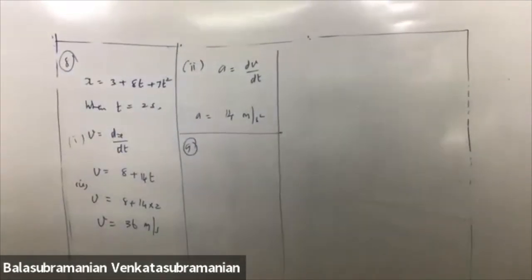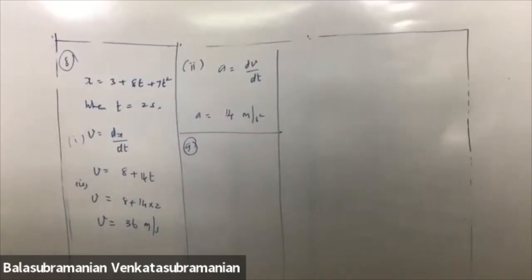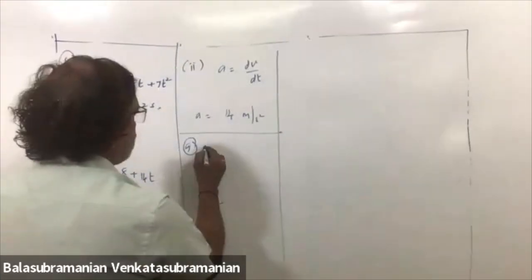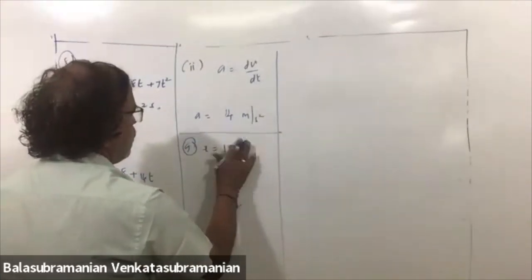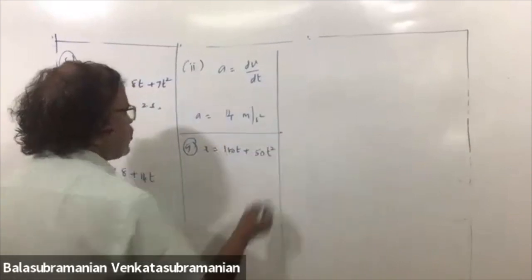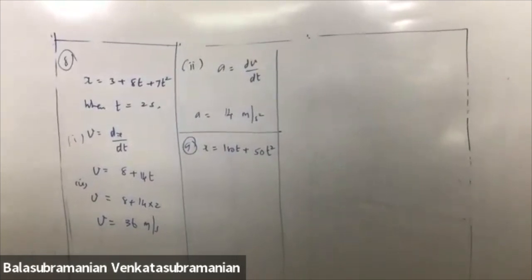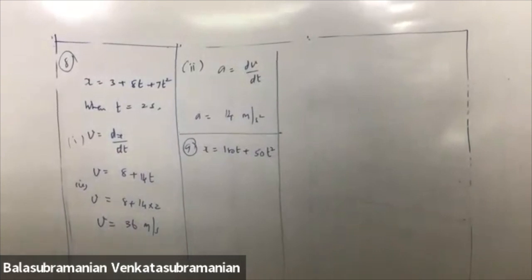The distance traveled by a particle moving along a straight line is given by x is equal to 180t plus 50t square. Calculate the initial velocity, the velocity at the end of 4 seconds, and the acceleration of the particle.